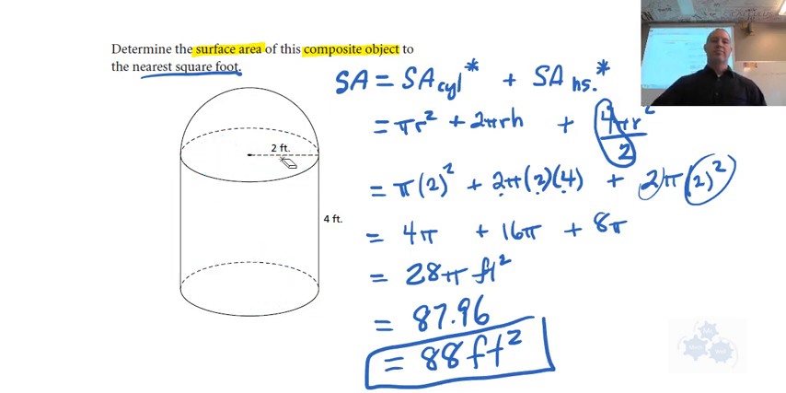Just make sure that you don't count the surfaces that are not actually exposed to the air. Think about this. The bottom is exposed, but the top part of the cylinder is not. Okay?